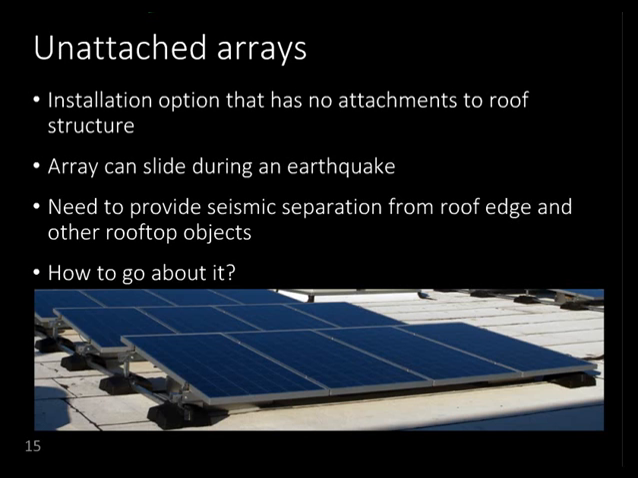So unattached arrays then raises a certain number of questions. It means that you're avoiding having to create attachments to the roof structure, but it also means that the array can slide in an earthquake, and you have to be able to accommodate that. To accommodate those displacements, you need to provide seismic separation from the roof edge and other objects, and essentially the SEAOC PV committee was formed to answer this question: how do you go about doing that?